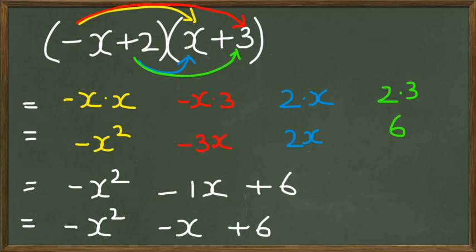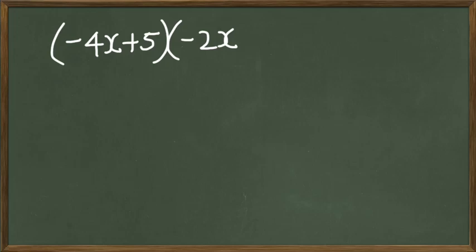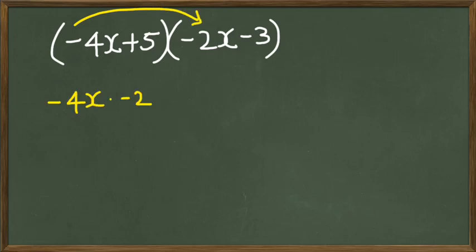So the last example for this session, we have something like negative 4x plus 5, negative 2x minus 3. So do the firsts. We've got negative 4x multiplied by negative 2x. Then you have your outer, which is negative 4x times 3. Your inner, which is 5 times negative 2x.